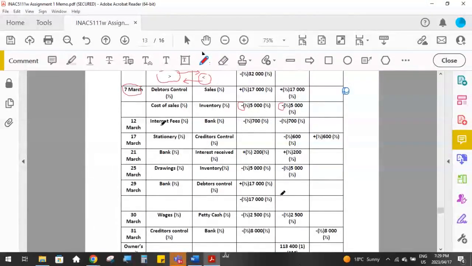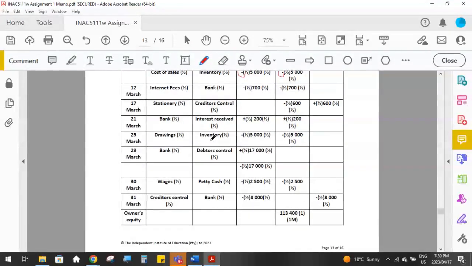Internet fees, so that's an expense. If I pay my internet fee subscription, I've got an expense in my general ledger called internet fees. It's an expense, so I'm debiting the expense account, I'm crediting my bank account. If I purchase stationery, I'm debiting the expense stationery, and I bought it on credit, so I'm crediting creditors control, which is a liability.